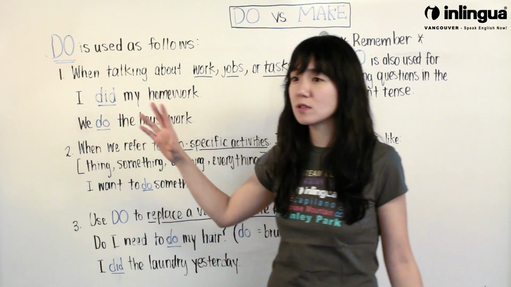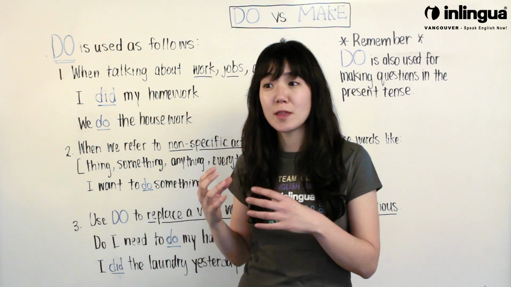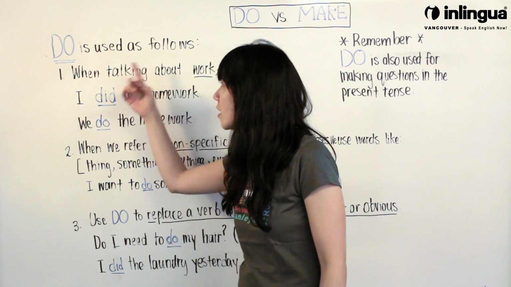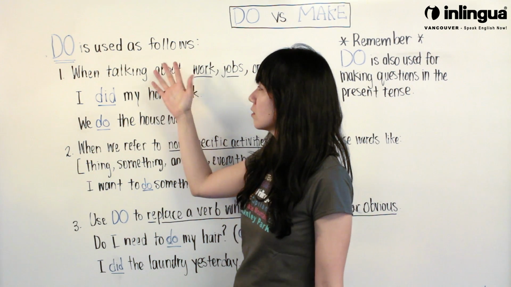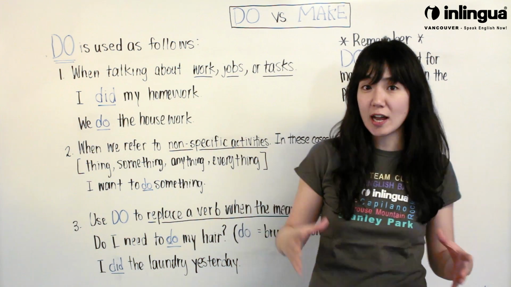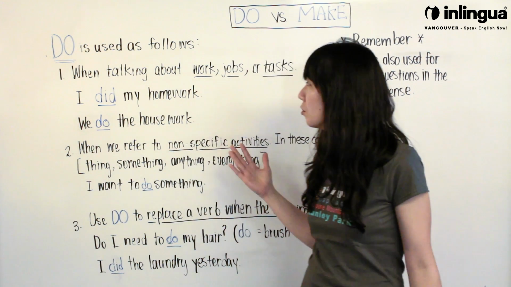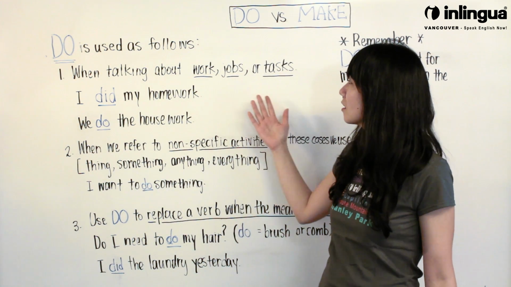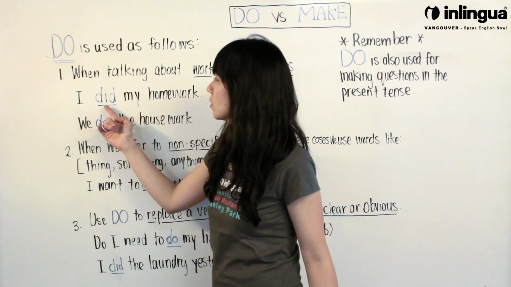Do is a verb, so like all verbs there is the simple tense, the present tense, and the past tense. So let's look at do. Do is used as follows. First one, when talking about work, jobs, or tasks. Let's look at the example. I did my homework. Homework could be work, and it can also be a task. So you can use the verb do.